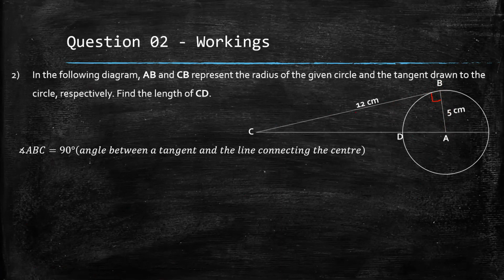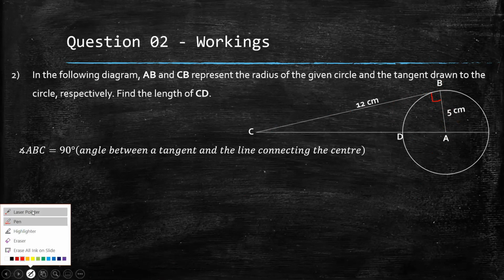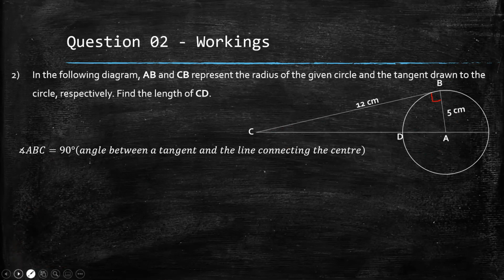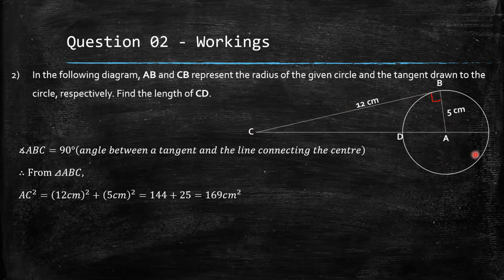So once you know this is a right angle triangle, ABC is a right angle triangle, right? Since ABC is a right angle triangle and this angle is 90, my AC will be my hypotenuse. You can see that. And these are the opposite and adjacent sides, 12 centimeters and 5 centimeters. So once you solve it from triangle ABC, since it's a right angle triangle, you can apply the Pythagoras theorem straight away.